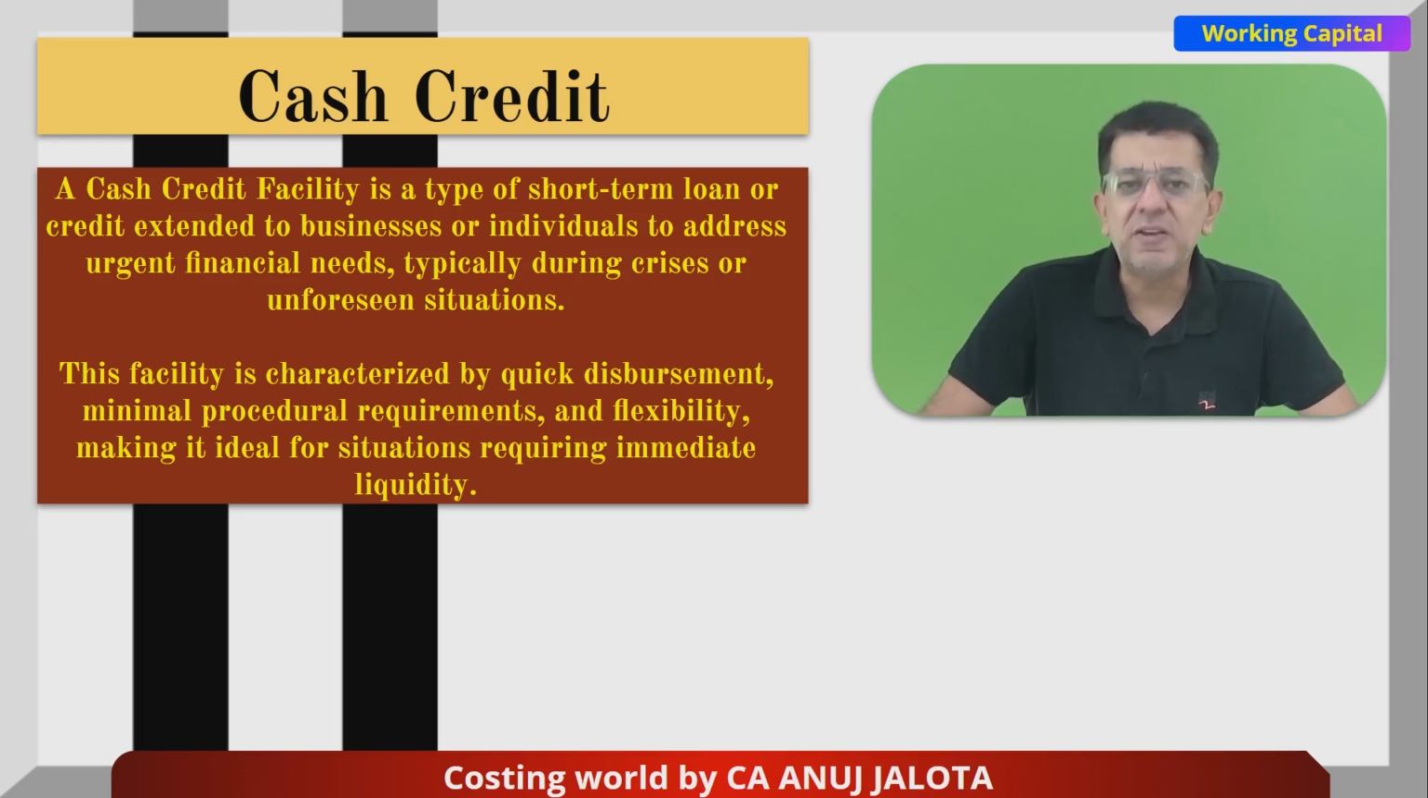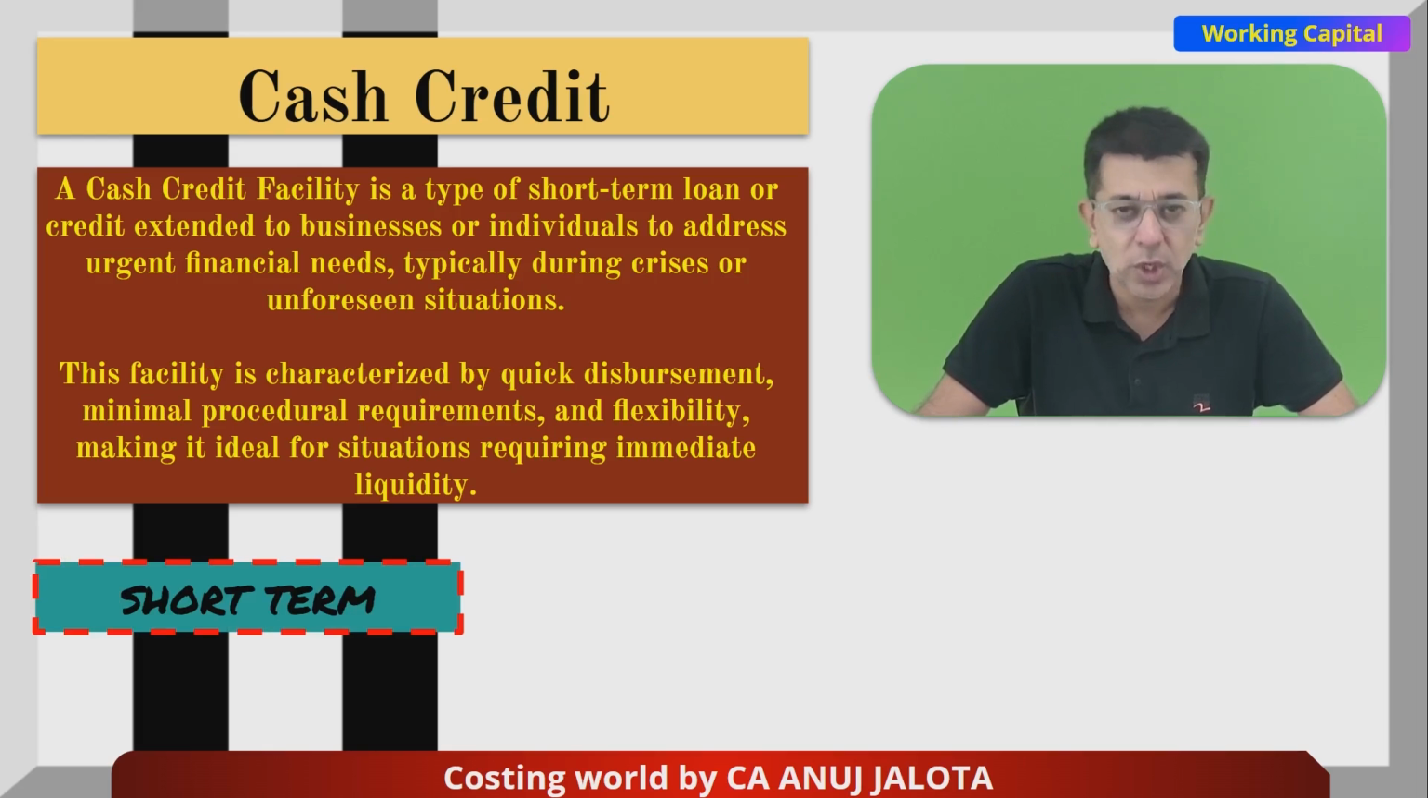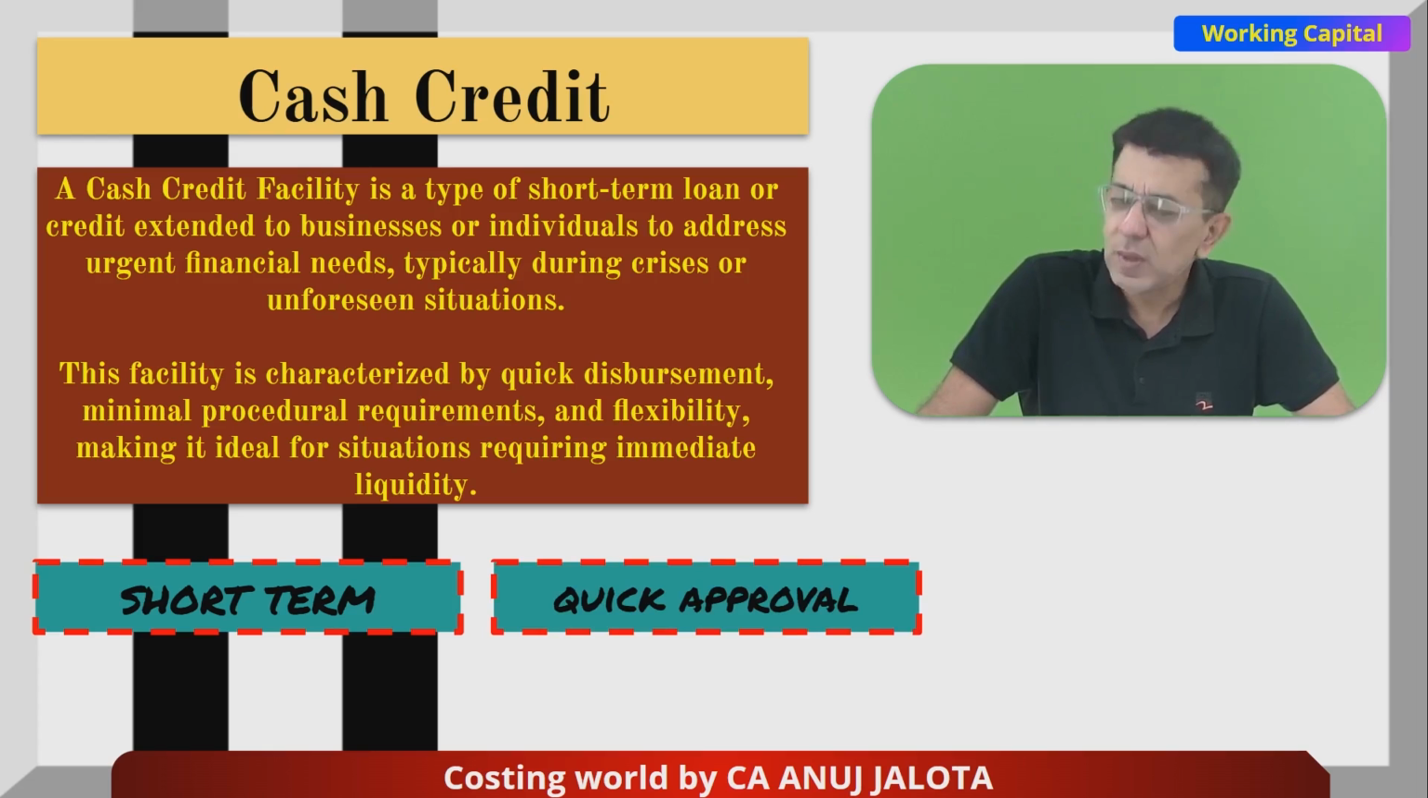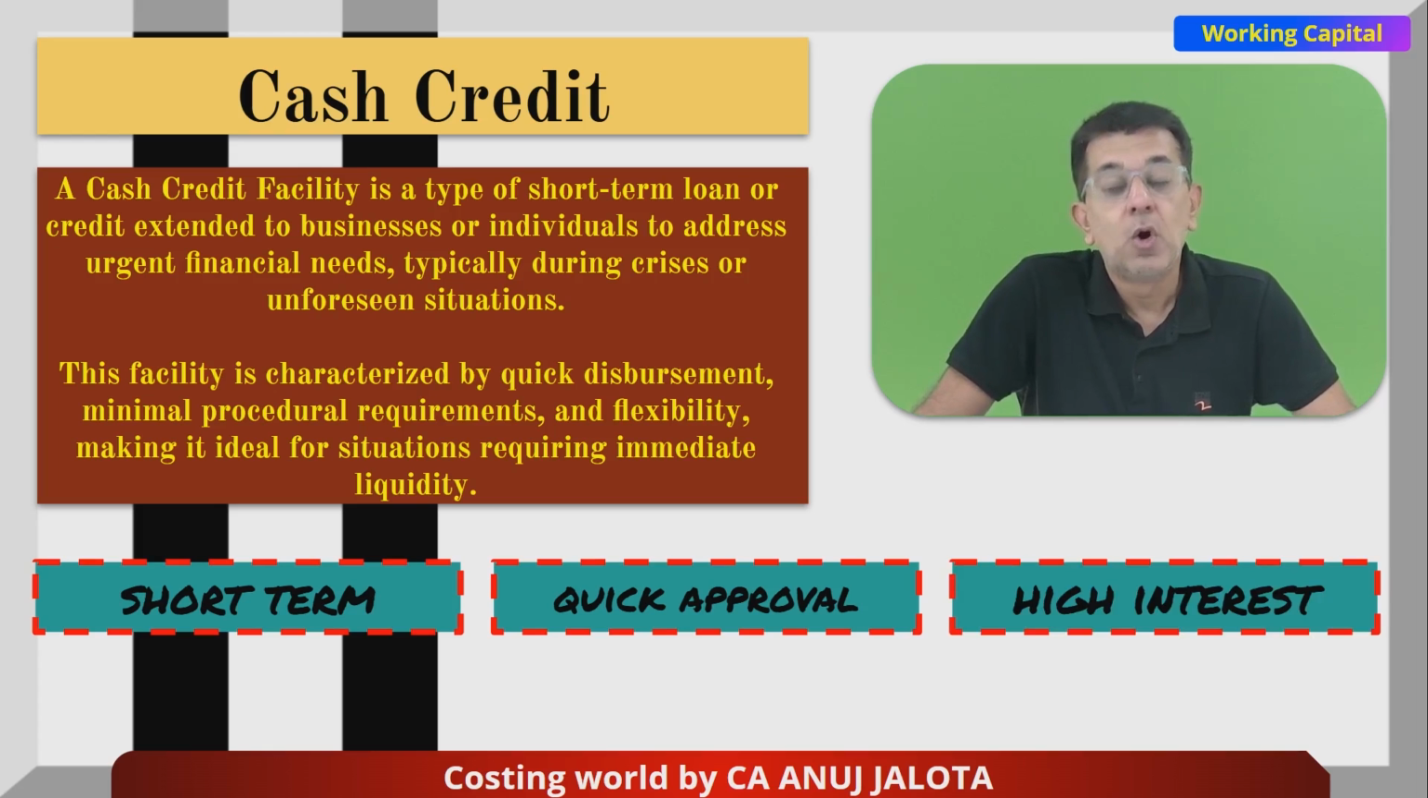Now, I'll try to say the following five points. It's short-term in nature, first of all. Typically cash credit can be revolving from 3 months to 1 year. Quick approval: you get approvals from the bank very fast. So if you apply today, by tomorrow you should be able to get it. Obviously the interest rate is very high, because the risk for a bank is higher and you had an urgent need, so the bank will take advantage of that.